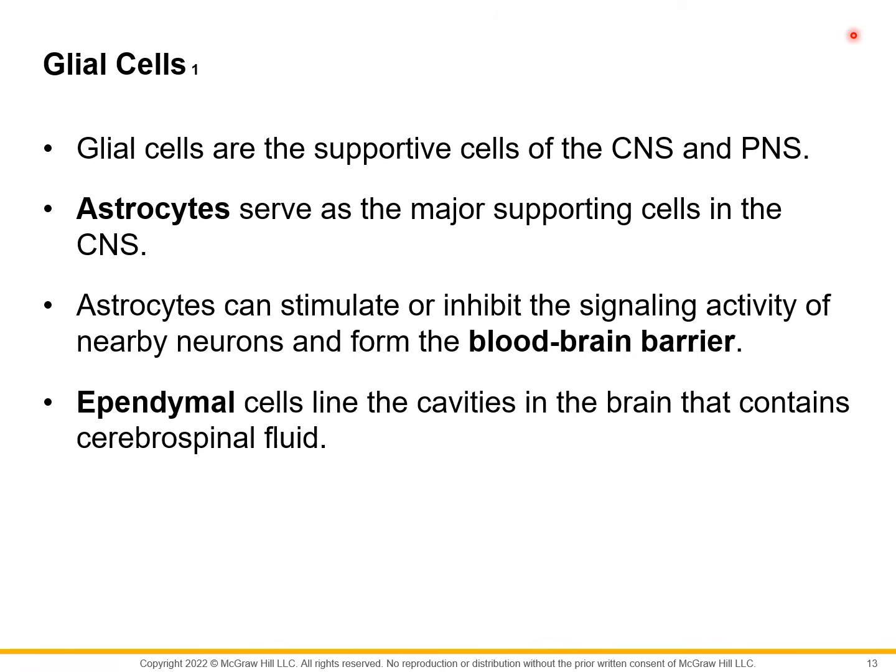Let's now talk about glial cells. Again, they're the supporting cells of the central and peripheral nervous system. There are actually many different types of this. First up are astrocytes. And for the most part, ang mga astrocytes po ay para sa CNS. Alright, so they can either stimulate or inhibit. So either ine-encourage daw nila or pinipigilan nila the signaling activity of nearby neurons from the blood-brain barrier.